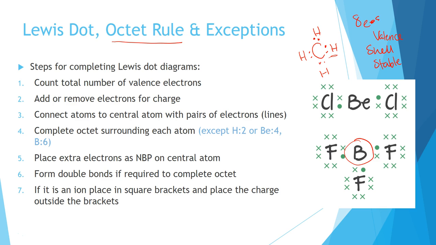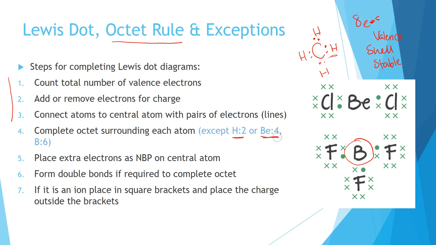So we still follow the steps that we've looked at previously: looking at the total number of valence electrons, putting in lines or dots and crosses for our bonding, for our sharing to the central atom, and then making sure that each one is surrounded to complete the octet. In this case, this is where we need to take heed of our exceptions. So hydrogen requires only 2 electrons in its valence shell to be stable.